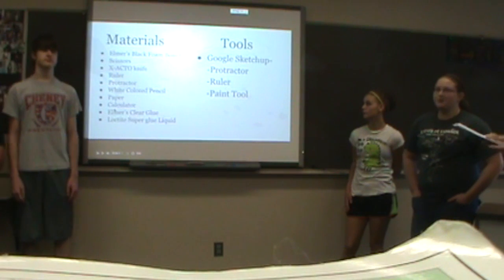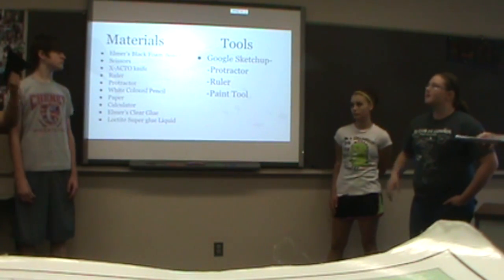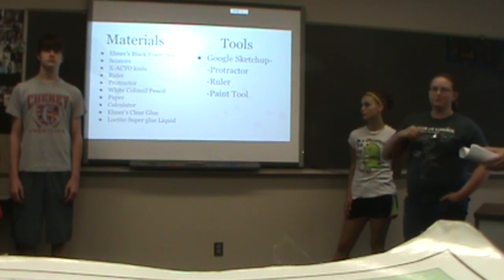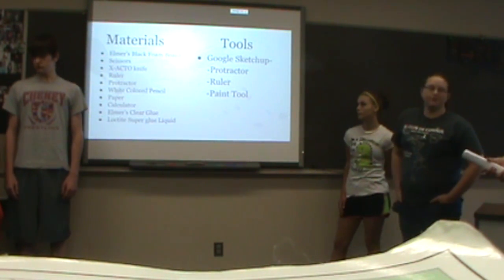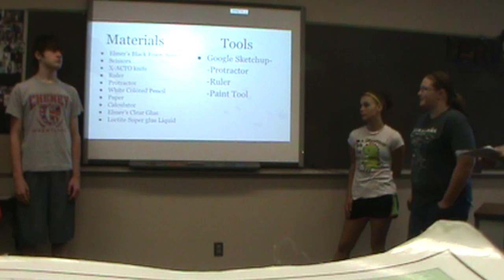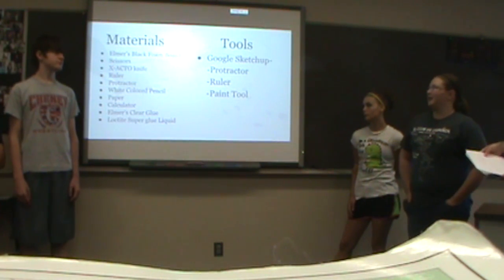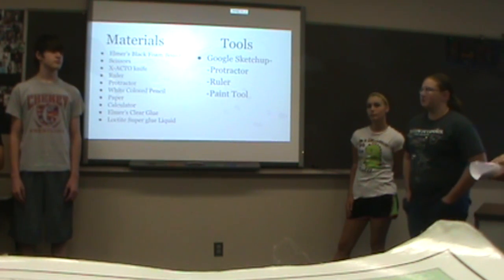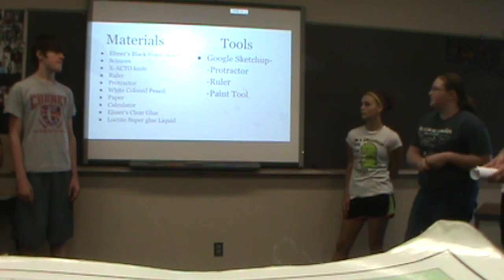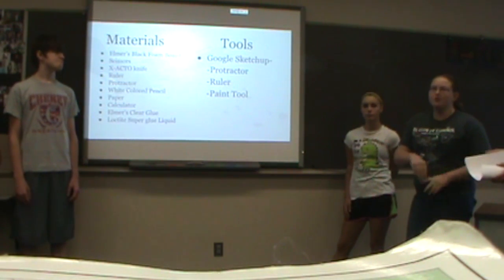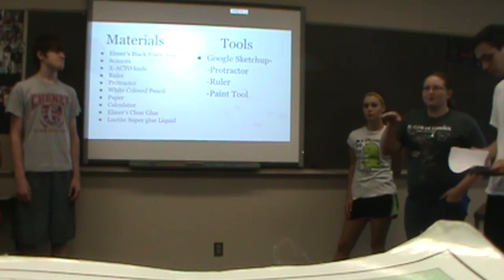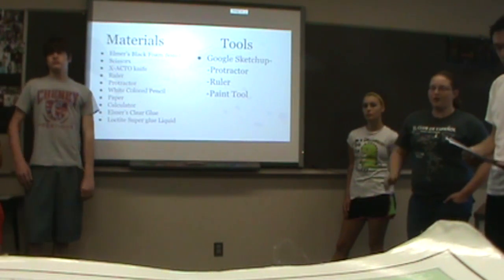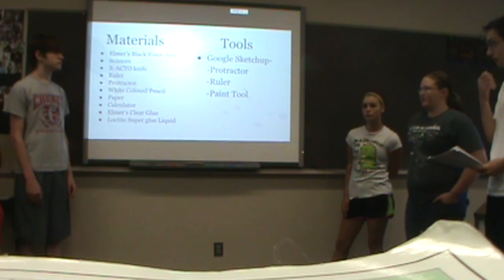Some of the materials we used were foam board, which we used for the base, scissors, an X-Acto knife, ruler, protractor, white colored pencil to help see our lines, paper, mostly for the blueprint sketches, a calculator, Elmer's clear glue, and super glue. And then we also used Google SketchUp, like he said before. On Google SketchUp, we used the protractor, the ruler, and the paint tool too. We used the paint tool to color different pieces so we knew what we were working on and to see where lines met and different angles. So that was very beneficial.